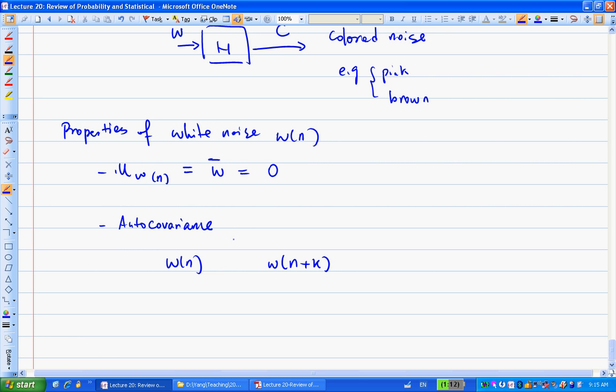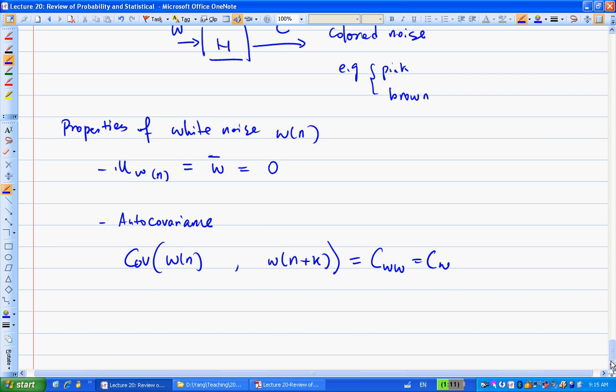So the covariance we're looking at is C, we use COV, which indicates this autocovariance. Because they're all W here, sometimes you call it C W W or just C W, it doesn't matter, because they're out of the same random process, the same stochastic process.